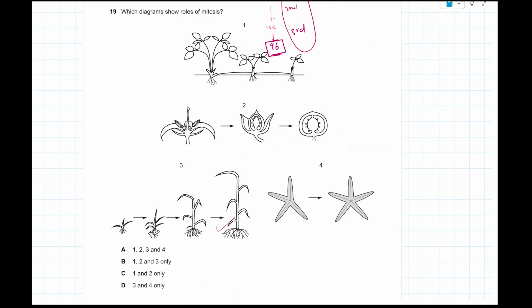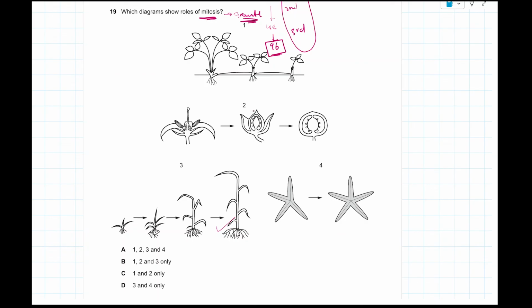Number 19, which diagrams show roles of mitosis? So, mitosis is the dividing of cells into 2 identical daughter cells, and roles of mitosis are in growth. Meiosis happens in the gametes itself. Now, let's see the suggestions that we have here. In all the options, we could clearly see signs of growth.